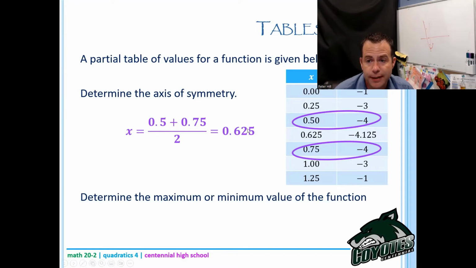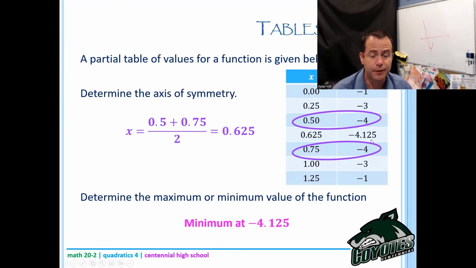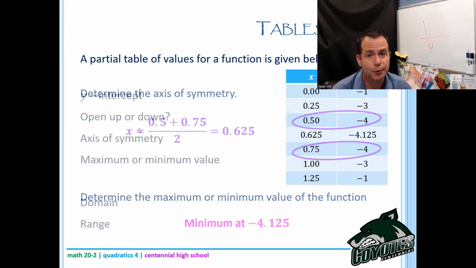So now I'm looking at the point that has an x value of 0.625. I can say that my minimum is at -4.125. I just took it right off the graph there. Okay, so minimum at -4.125. Okay, so now we're going to answer the same sorts of questions with it.